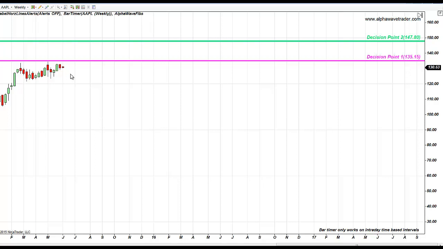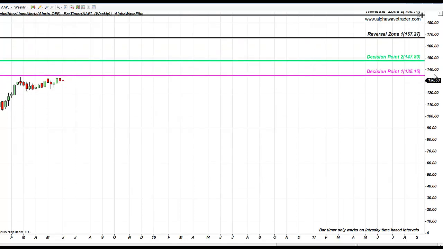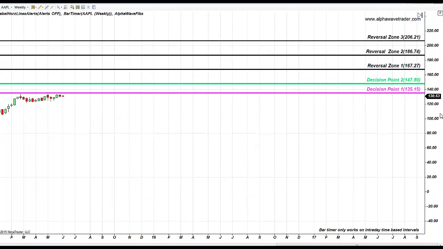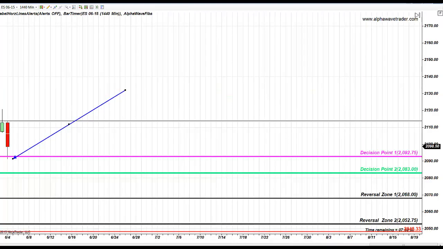This level is broken. Apple is heading to 147.80. 147.80 you must monitor for alpha wave trader rules. 147.80 is broken, Apple will head to reversal zone. All spelled out by the price, since last year. And this is where Apple is. Long from 100. Stuck at the end of the minor trend. Sounds familiar? Exact same end of minor trend where we've taken advantage on S&P.